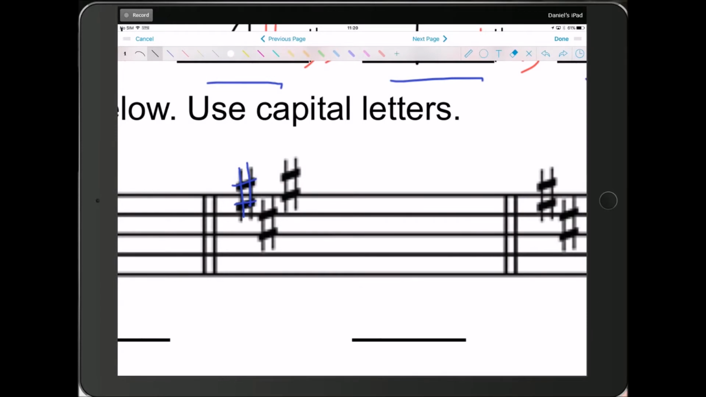We have 3 sharps. So what are the first 3 sharps in the order of sharps? It's fat, cats, go. So this one right here is G sharp. That's the last sharp drawn. Take G sharp, go up a half step to the very next letter name. G sharp up a half step is A. And let me do that in black so I can just be consistent. That's A.